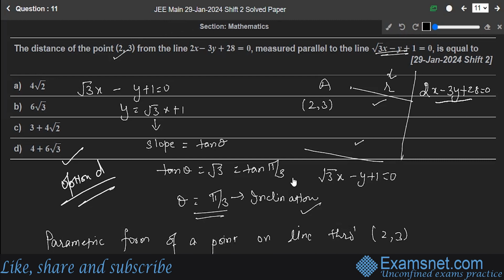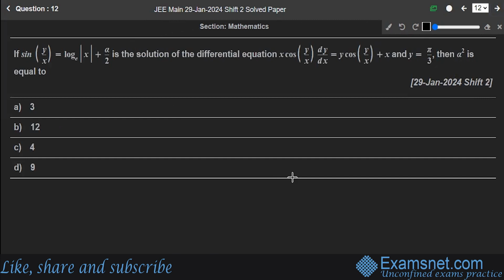Hope you're clear. Next is question number 12. If sin(y upon x) equals this is the solution for this differential equation, and y is equal to pi by 3, then what is alpha square equal to? Here, let's write down this differential equation: x cos(y by x) into dy by dx is equal to y into cos(y by x) plus x. Let's do one thing.